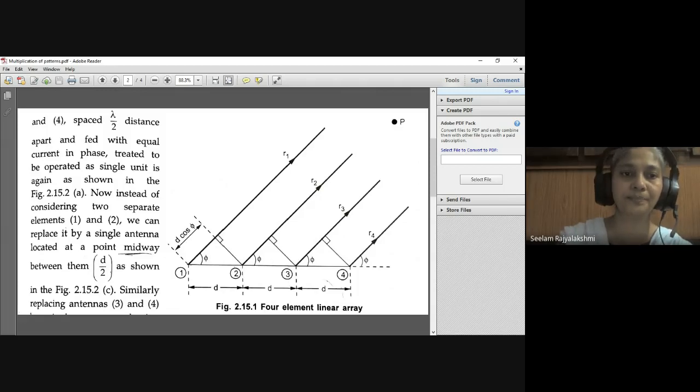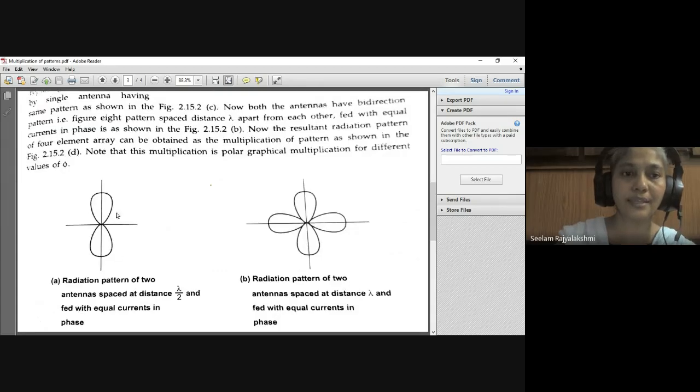Now let us see. This is the radiation pattern of two antennas spaced at a distance lambda by 2. When we space the two elements at a distance lambda by 2, this is a bidirectional pattern, with the antennas fed with equal currents in phase.